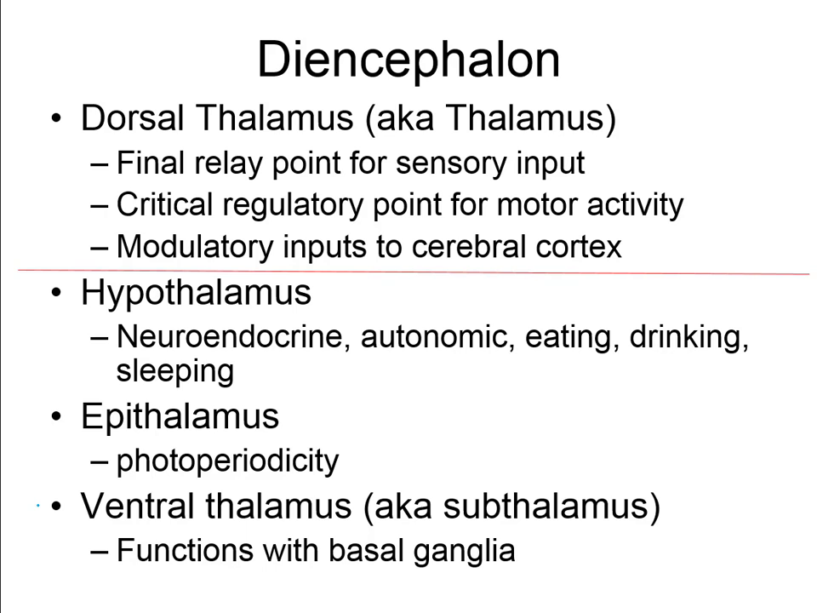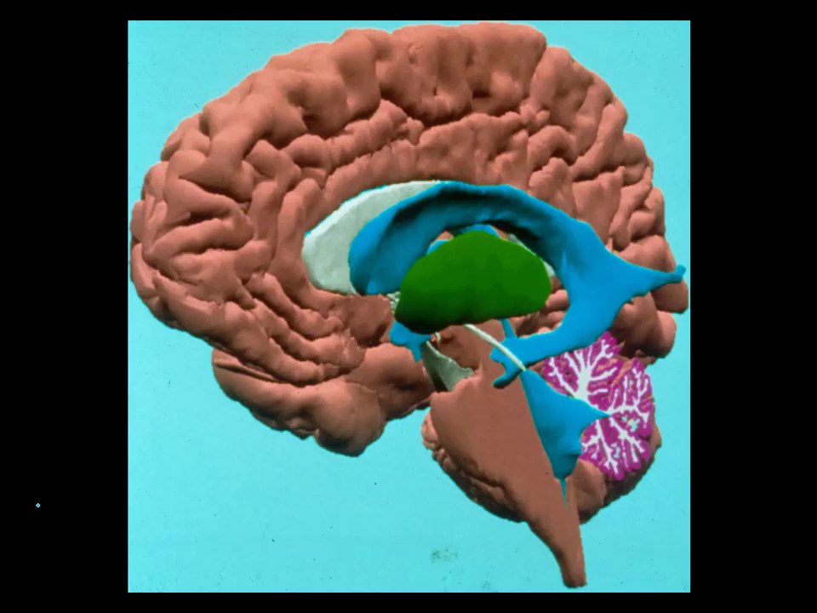So, dorsal thalamus, that final last contact point, relay point before we go to cortex, regulatory point for motor activity, and modulatory inputs into cortex. So where is this? Well, it's that green lump that in this beautiful image is able to be suspended smack in the middle of the air, but it isn't in the air. It's in fact completely contiguous with adjacent structures. And that's one of the things that makes seeing it such a mess.